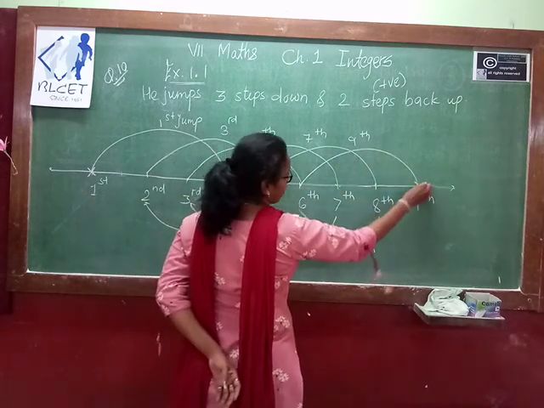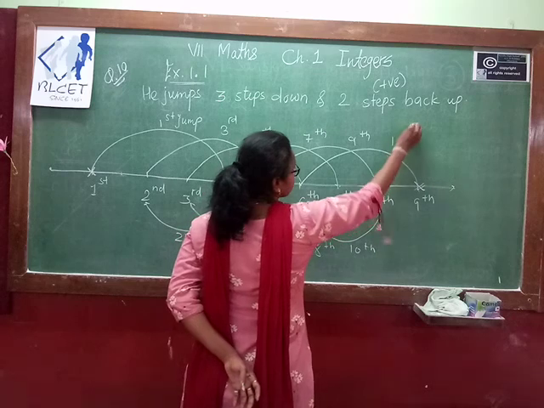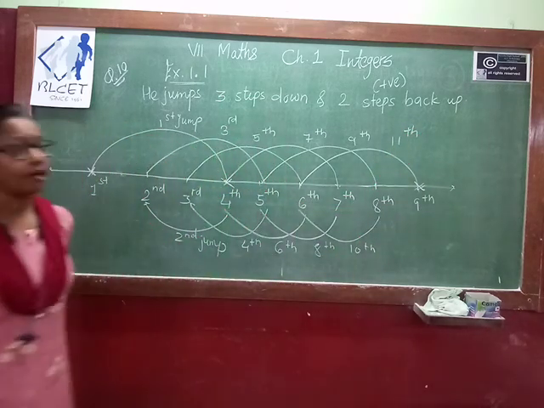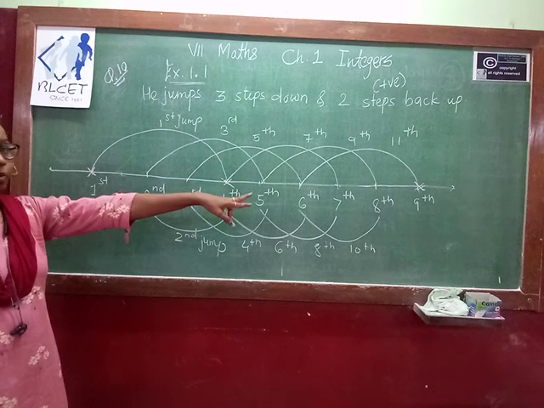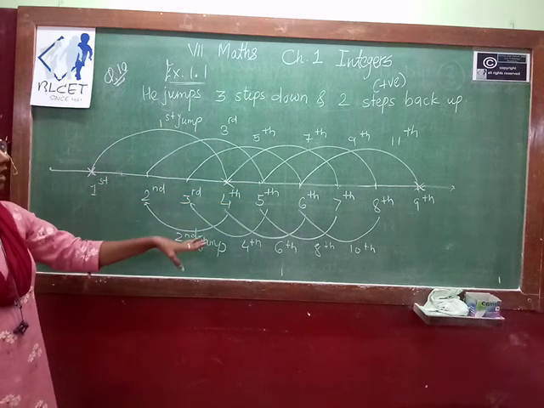So now this is your water level. How many jumps are included? After 11 jumps, the monkey reaches the water level. This way we can count.